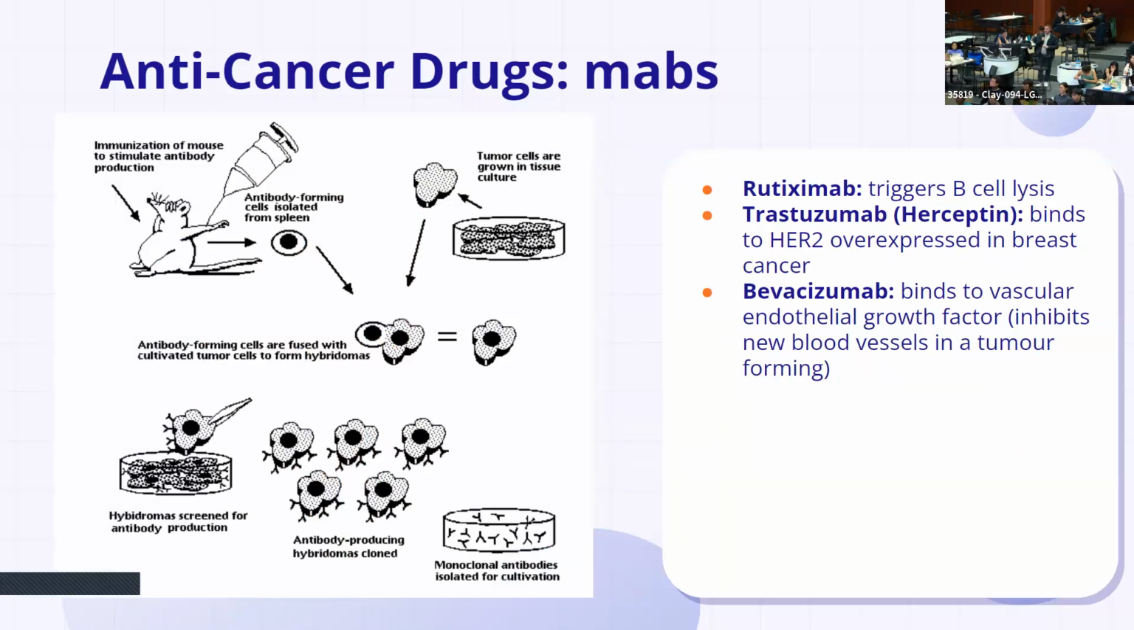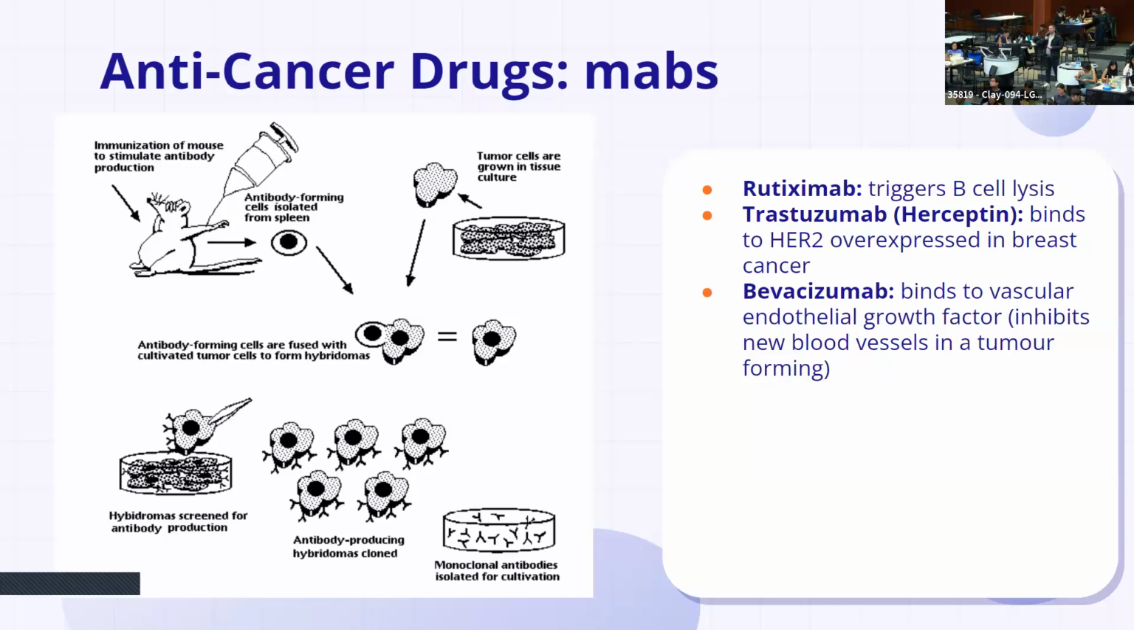Okay, so for our new drugs, there's your monoclonal antibodies, and a lot of the monoclonal antibodies, or all of them, will end in MAB, so monoclonal antibody. And so I've given you three there, which you need to know: rituximab, trastuzumab, and bevacizumab.